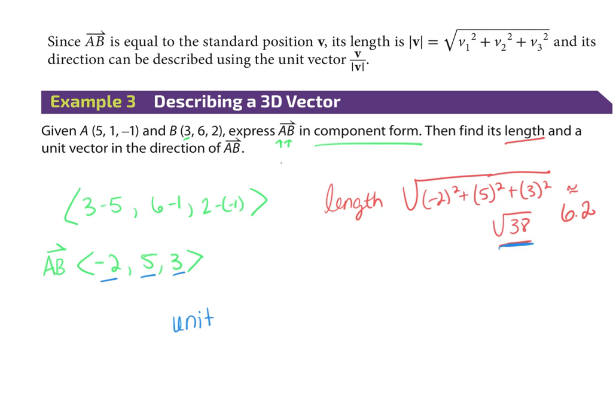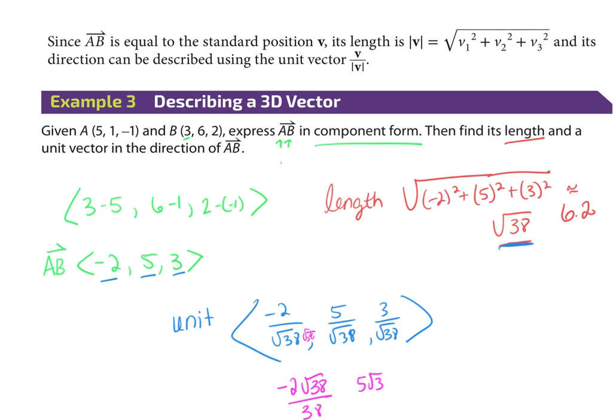So we're going to say the unit vector is going to be -2 over the square root of 38, 5 over the square root of 38, and 3 over the square root of 38. That's not in simplest form, right? I don't want a radical in the denominator. So I need to multiply top and bottom by this square root of 38 for all of these, right? And then simplify if you can. So you end up with -2 square root of 38 over 38, 5 square root of 38 over 38, and 3 square root of 38 over 38. You can reduce this guy right here.